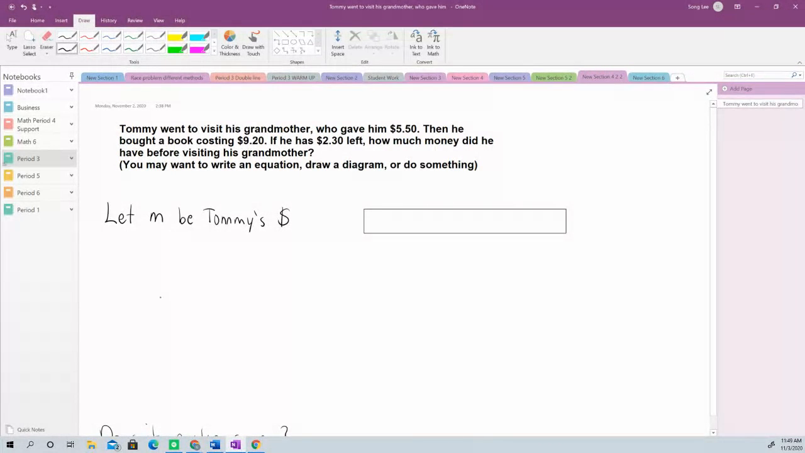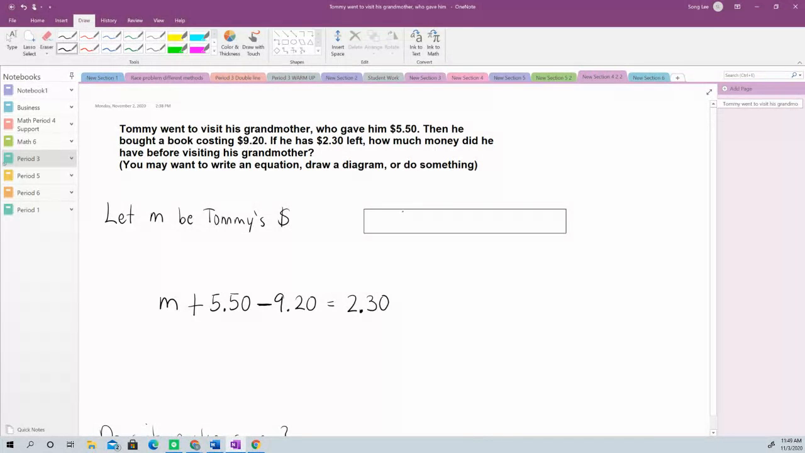So let's start with M. So he had a certain amount of money, and when he went to visit his grandmother, the grandmother gave him $5.50, which means he's adding $5.50 to what he already has. And then he bought a book that cost $9.20. So he is taking away $9.20. And then he had $2.30 left.